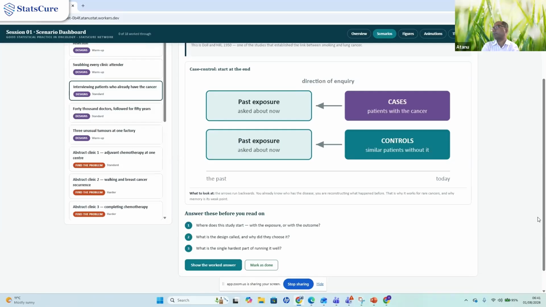So that is the third point: what information would be very hard to collect here precisely? What is the single hardest part of running it, or the hardest part of collecting information here? Because upfront we can see whether the patients are controls or cases. What could be the hardest part?